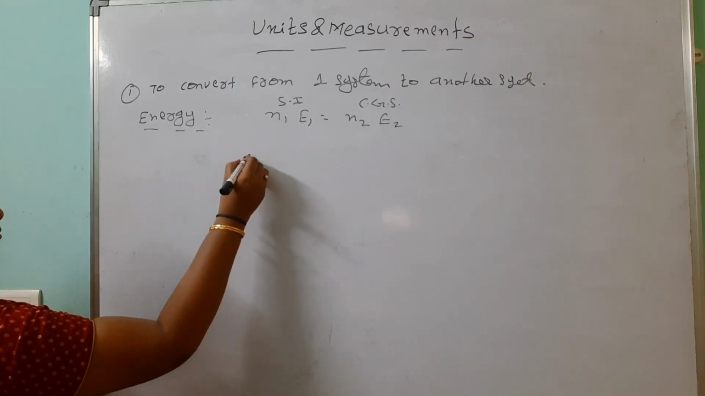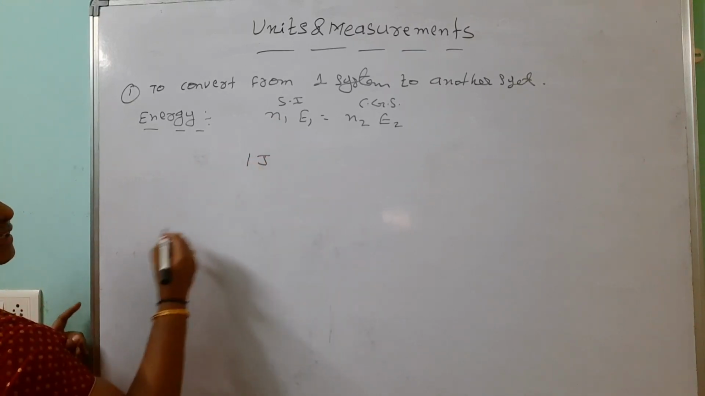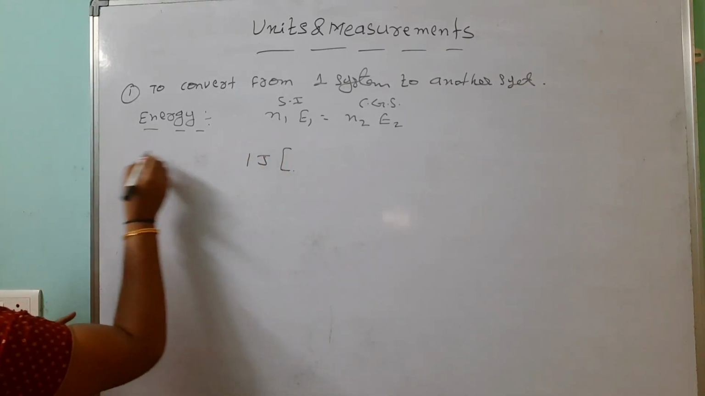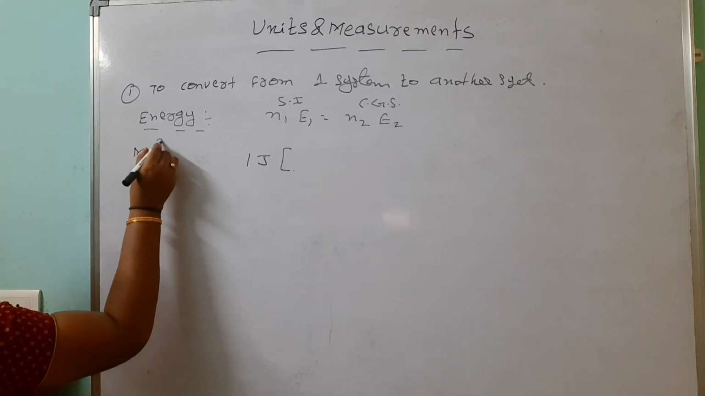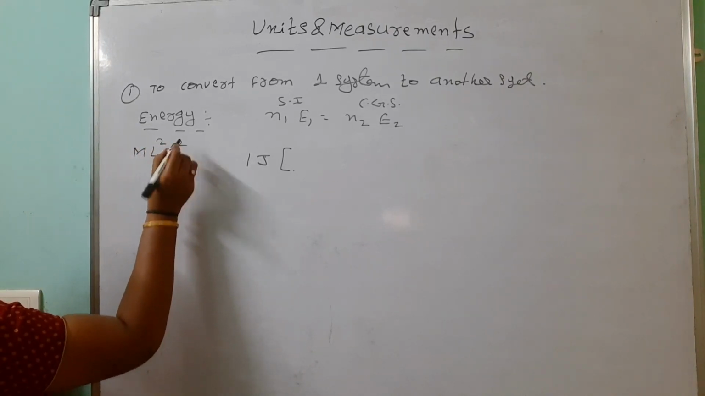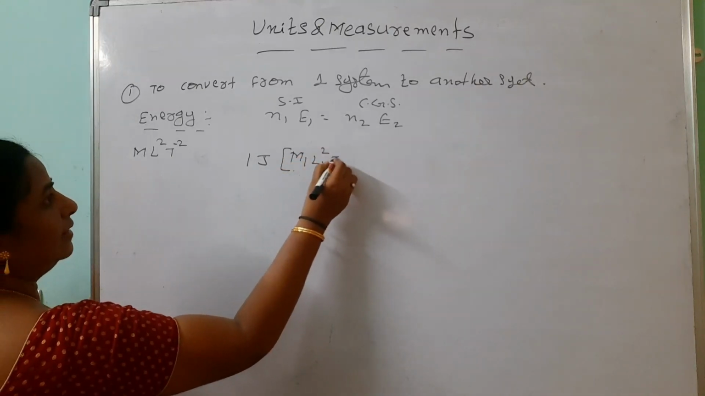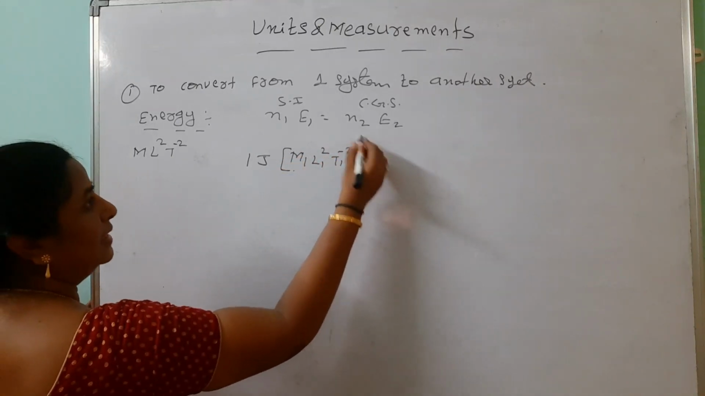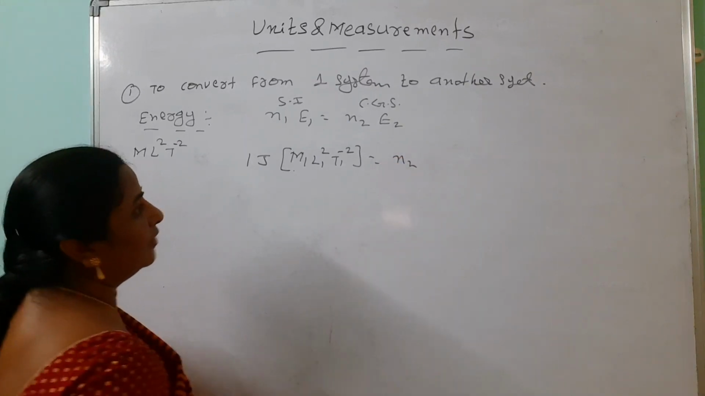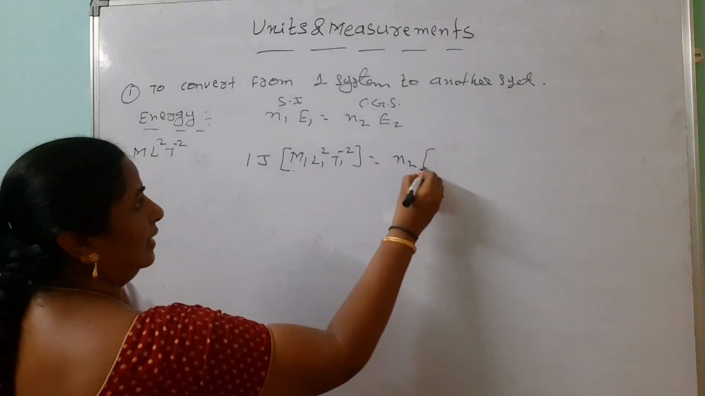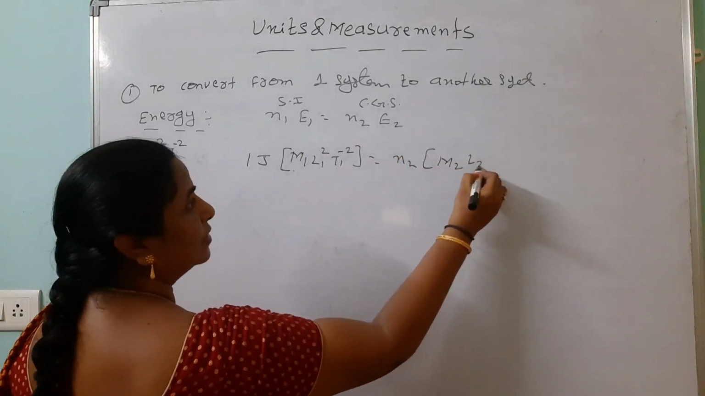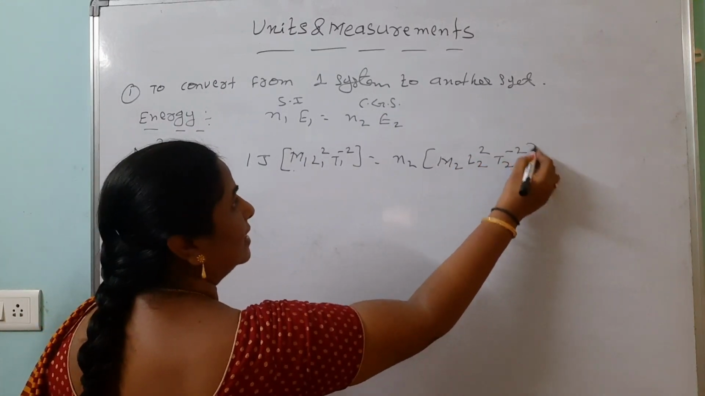N1 I am taking 1 joule. E1, what is the dimension for energy? mL square T power minus 2. So I am taking M1 L1 square T1 power minus 2. This side N2 value we have to find out. N2 same. Here M2 L2 square T2 power minus 2.